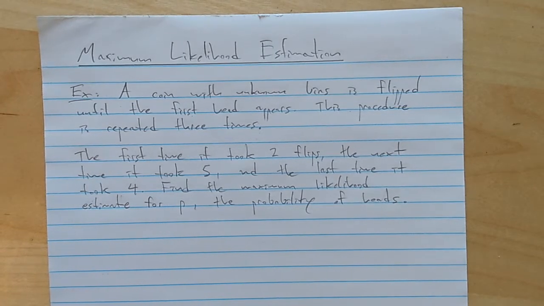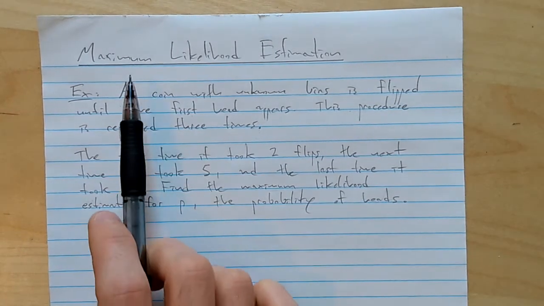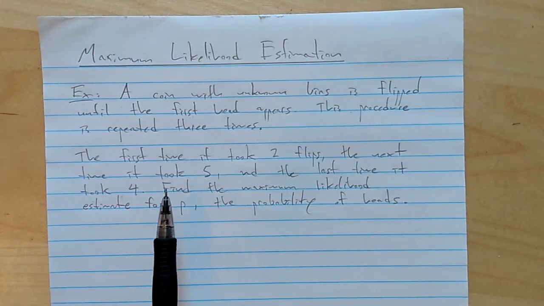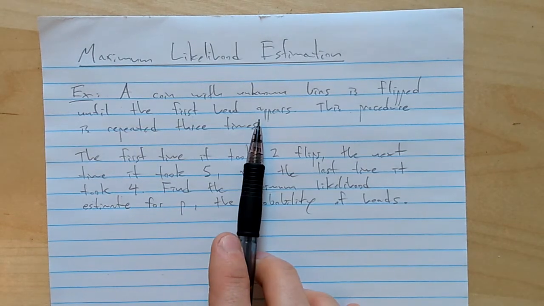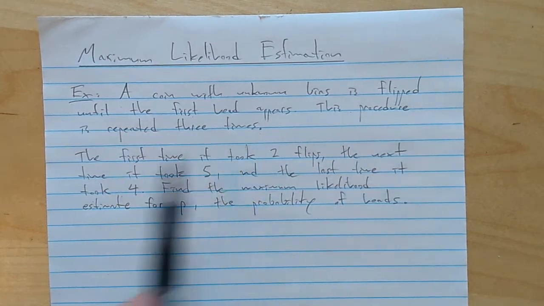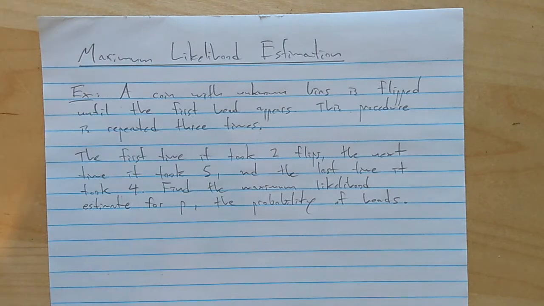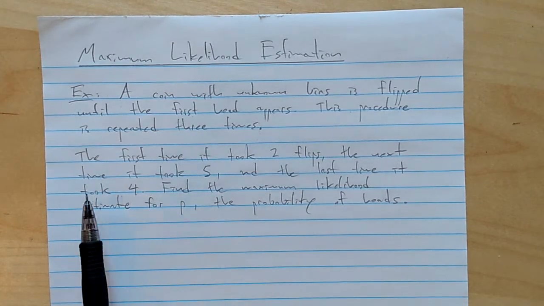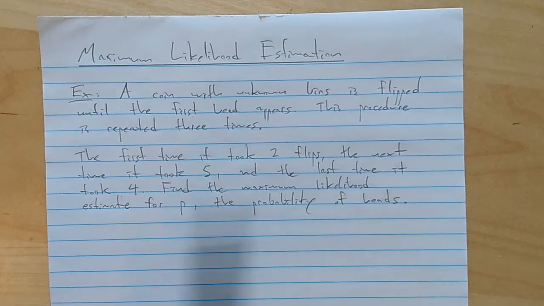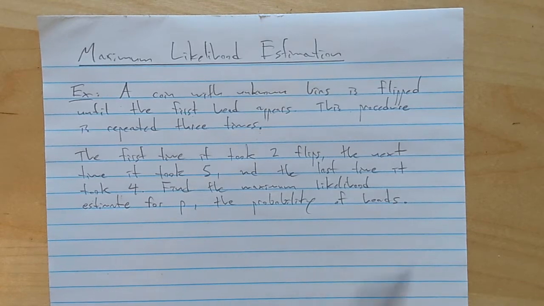Let's do a nice example for maximum likelihood estimation, where we have a coin with unknown bias that is flipped until the first head appears. This procedure is repeated 3 times. So I take the coin, flip it, and count how many flips occurred until the first head appears. I do that whole thing 3 times. The first time it took 2 flips to see the first head, next time it took 5 flips, and the last time it took 4 flips. Find the maximum likelihood estimate for p, the probability of heads on that coin.